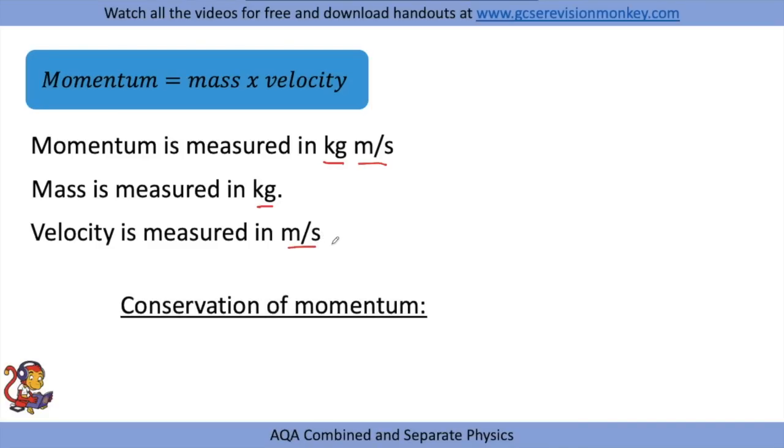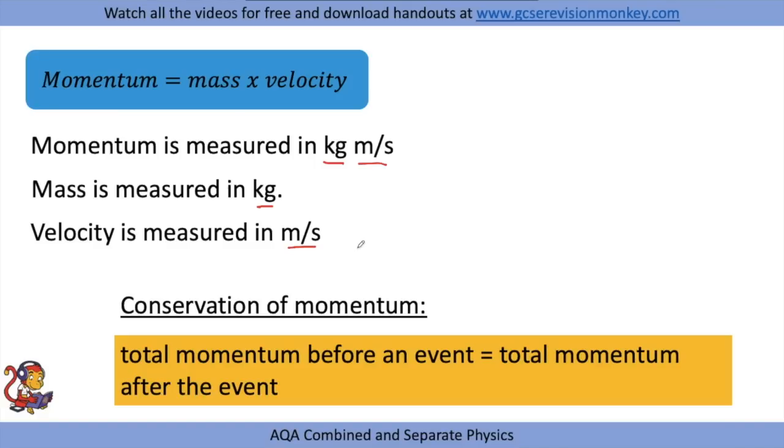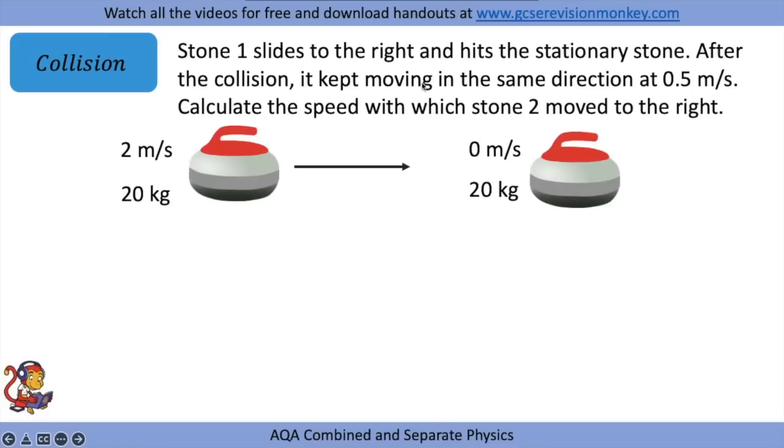The conservation of momentum says that the total momentum before an event is equal to the total momentum after the event. Now let's look through some worked examples for momentum calculations. The first one that we'll do is a collision. This question says stone 1 slides to the right and hits the stationary stone. After the collision, it kept moving in the same direction at 0.5 meters per second. Calculate the speed with which stone 2 moves to the right.